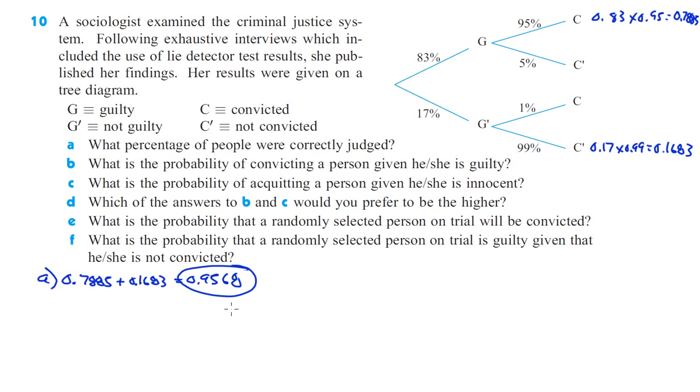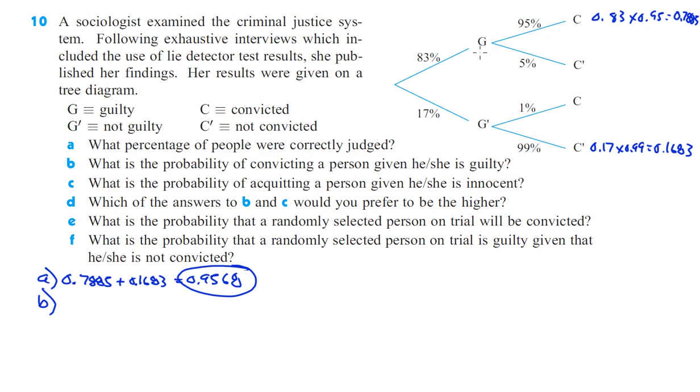Okay, so 95.68% of the people were judged correctly. I would hope that would be 100, but apparently it's not. B, what's the probability of convicting a person given that they are guilty? Okay, so given that they're guilty, so we're just talking about that here, what's the probability of convicting them? That's 95%, isn't it? Yep.